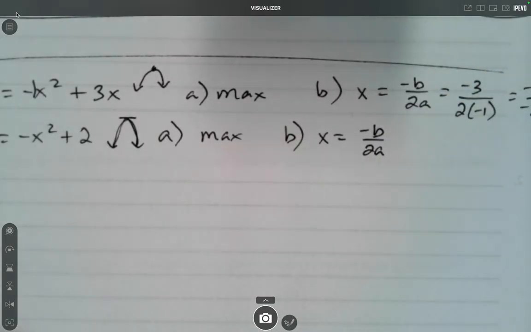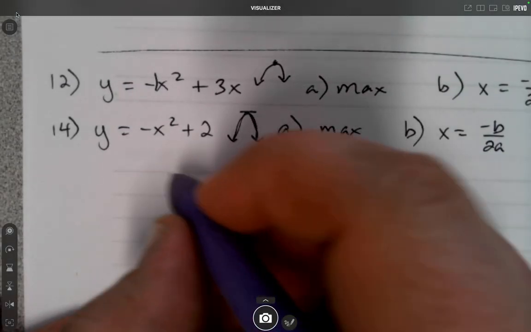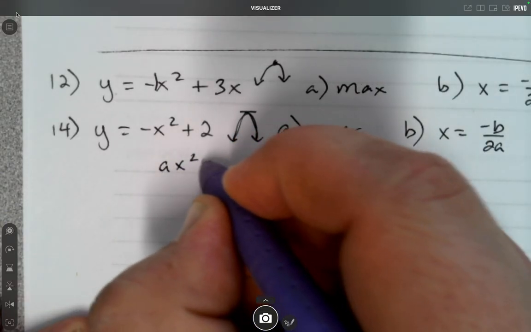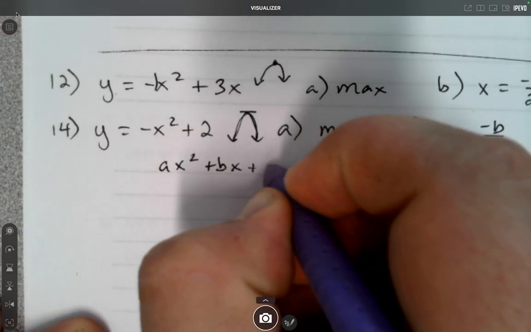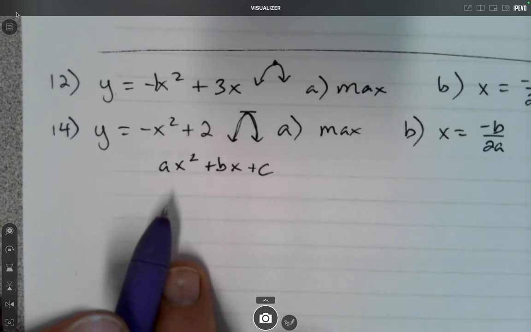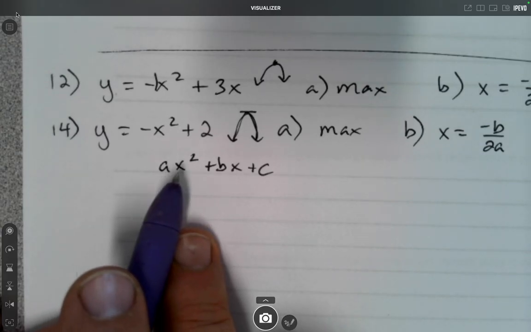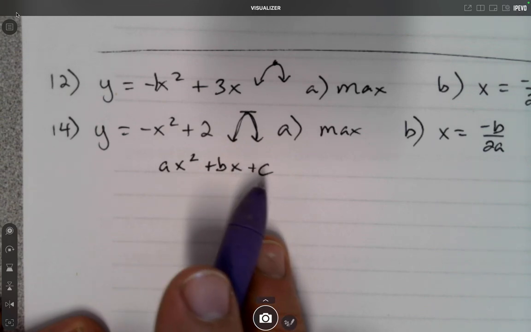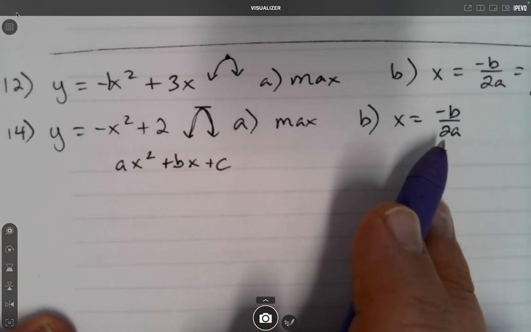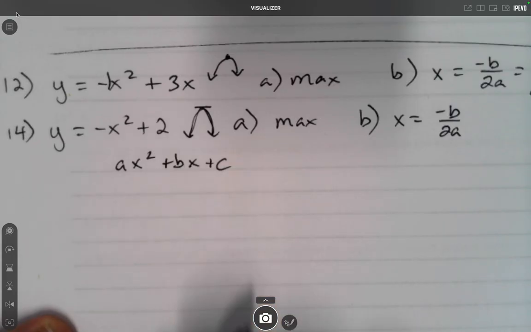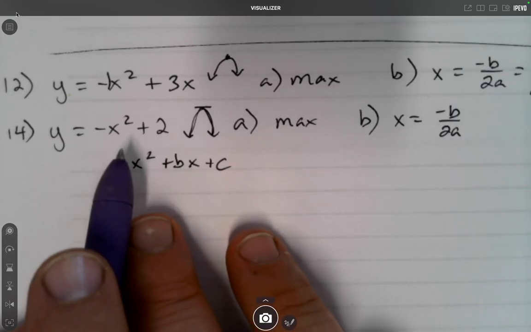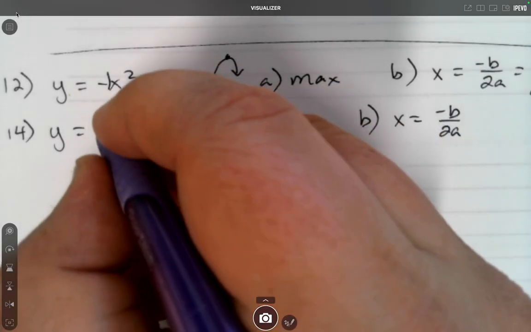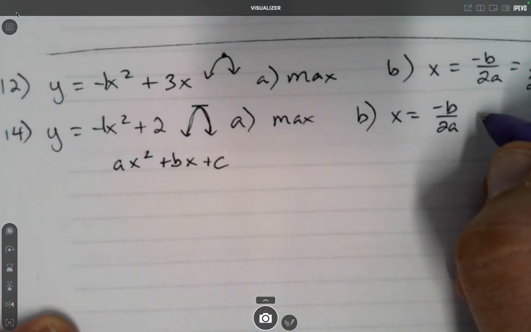Now here's where we have to be careful. The general form for a quadratic looks like this. Like I said, a is the coefficient in front of the x squared, b is the coefficient in front of x, and then c, which doesn't come into play here, is the constant, the number with no variable. Okay, so as you look at this, a would be negative 1, just like it was in number 12.